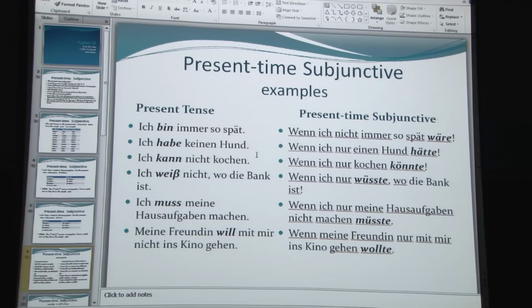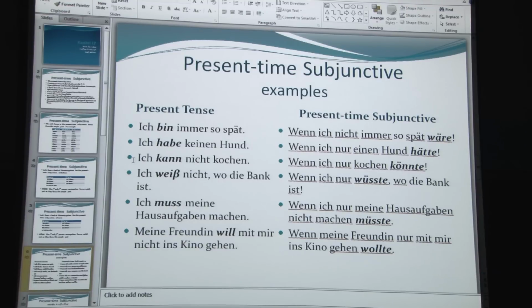Ich habe keinen Hund, doch ich habe einen Hund. But let's pretend I don't have one. Ich habe keinen Hund, wenn ich nur einen Hund hätte. Yeah, if I only had a dog. I can do it in reverse here. I do have one. Ich habe einen Hund. And I wished I didn't have one, wenn ich nur keinen Hund hätte.